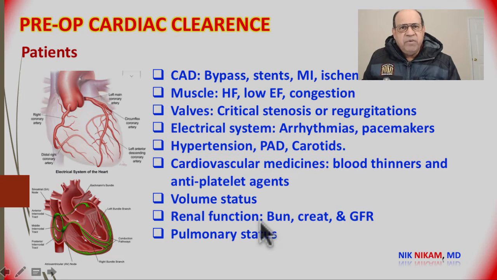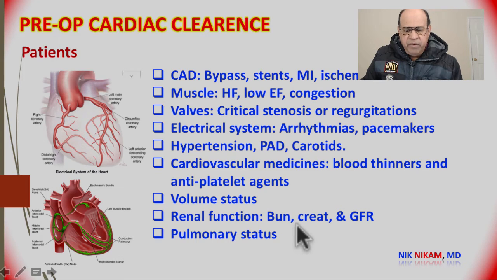What is the renal function like? What is the BUN? What is the creatinine? What is the GFR? All these things have a bearing on the cardiovascular system because, number one, related to volume, and number two, related to the metabolism of cardiovascular medications. Does this patient have severe COPD or asthma, which can exacerbate cardiovascular manifestations?